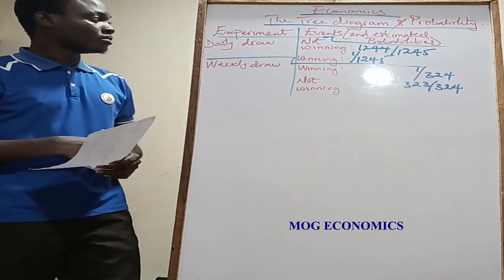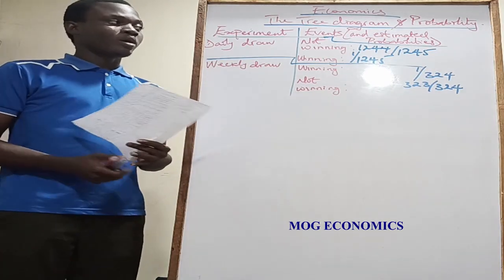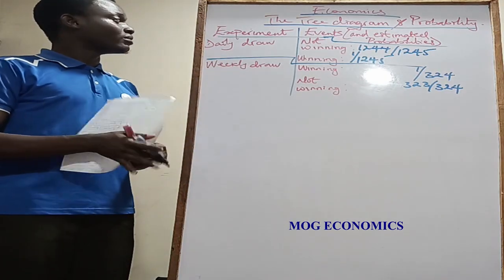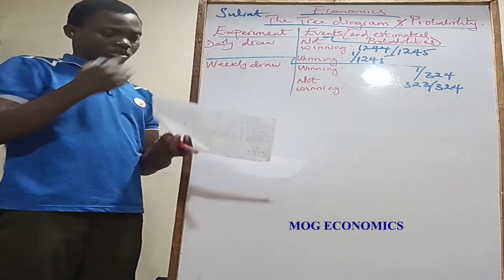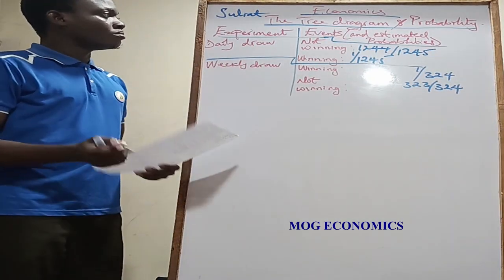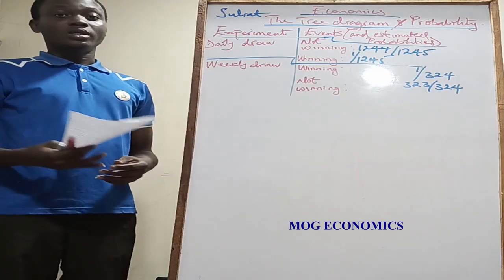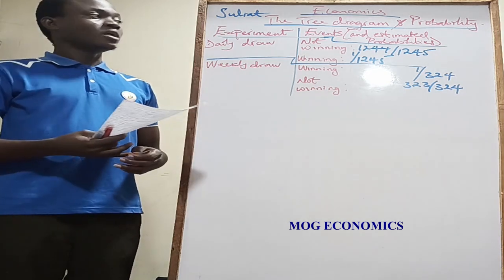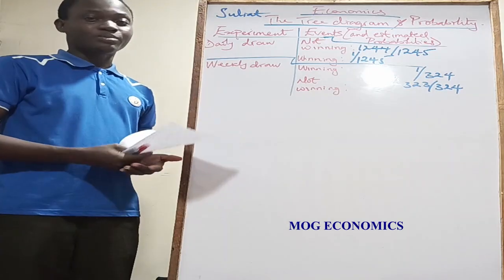So you have an example on the board. There is a particular lady that I'm going to call Suliat. Suliat is one of our students right now. Suliat has this set of probabilities. To win a daily draw, the probability is 1/1245, which means that there are probably 1,245 people vying for that particular draw.